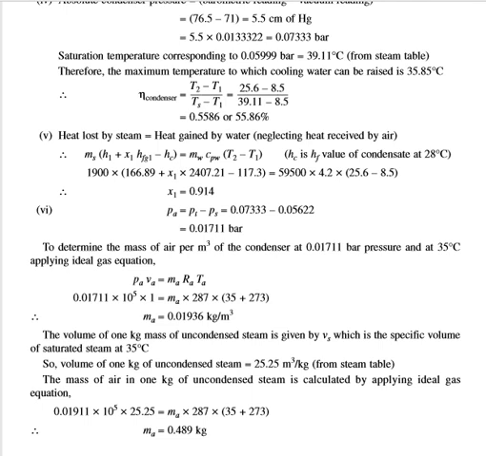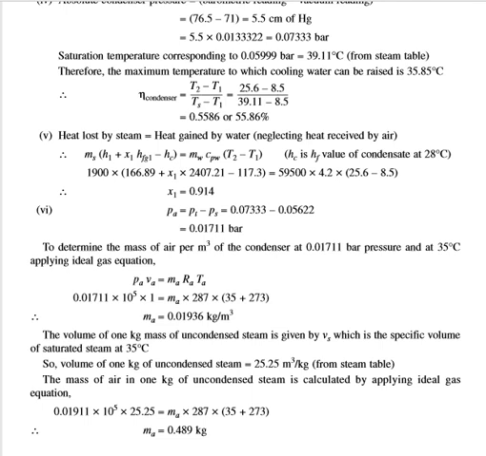This is the perfect gas equation, PV equal to mRT. Put the values, and we are getting the value of m equal to 0.0196936 kg per meter cube. That means you are getting the mass of air, and the volume of 1 kg mass of uncondensed steam is given by Vs, which is the specific volume of saturated steam at 35 degrees Celsius. So the volume of 1 kg of uncondensed steam is 25.25 meter cube per kg.